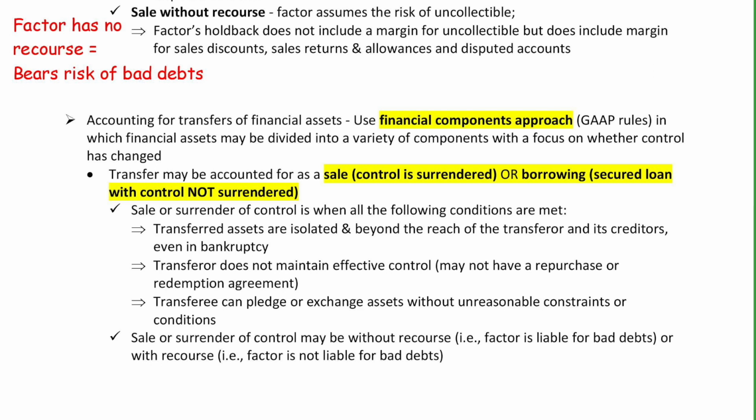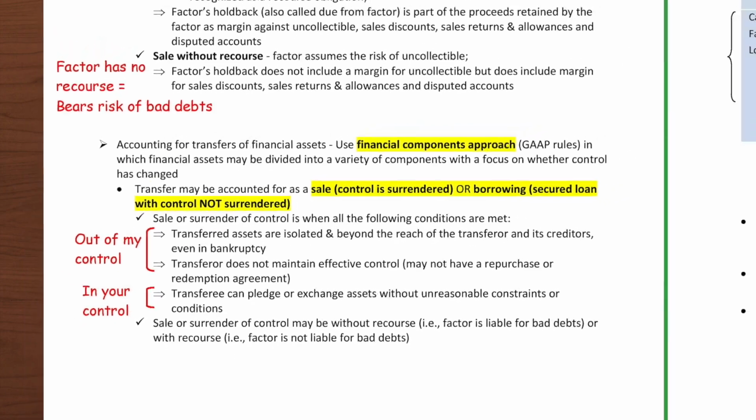So basically what it means is, put a bracket and write out of my control. The third one, it says transferee can pledge or exchange assets without unreasonable constraints or conditions. Now put a bracket and write in your control. So it's a sale or surrender of control when the financial assets are out of my control and in your control.